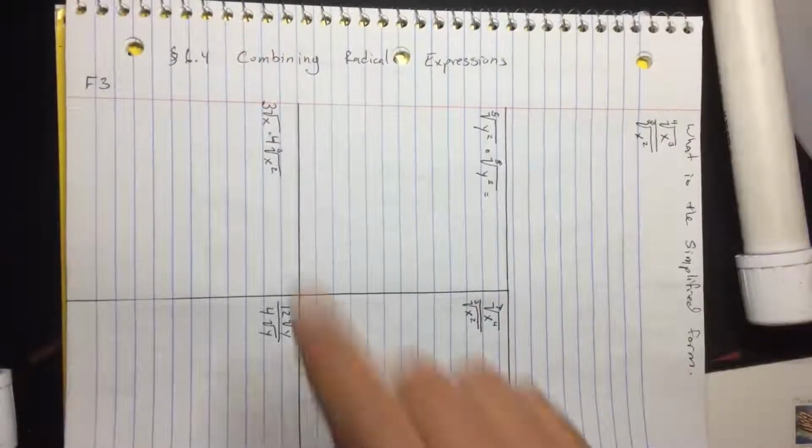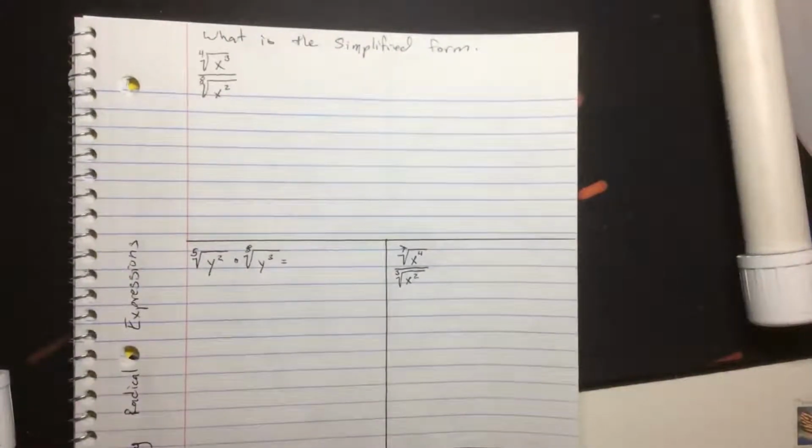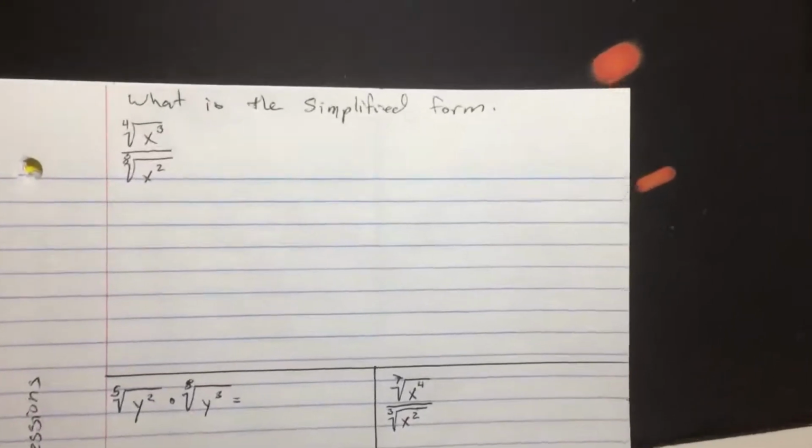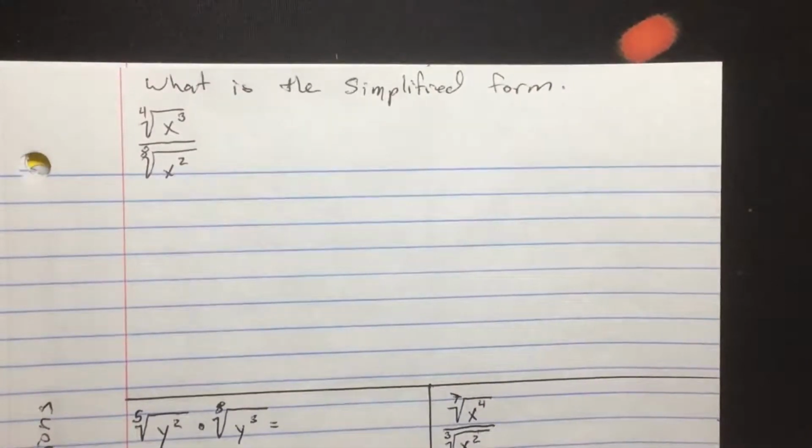This is section 6.4, combining radical expressions. This is foldable 3. For this one, we're going to be combining radical expressions. What is the simplest form of the fourth root of x cubed divided by the eighth root of x squared? You're going to be like, Mister, they have the same index. We cannot combine them. But yeah, that would be true for the last section, but it's not true for everything, because of course there's tricks to everything in mathematics, which makes it so wonderful.